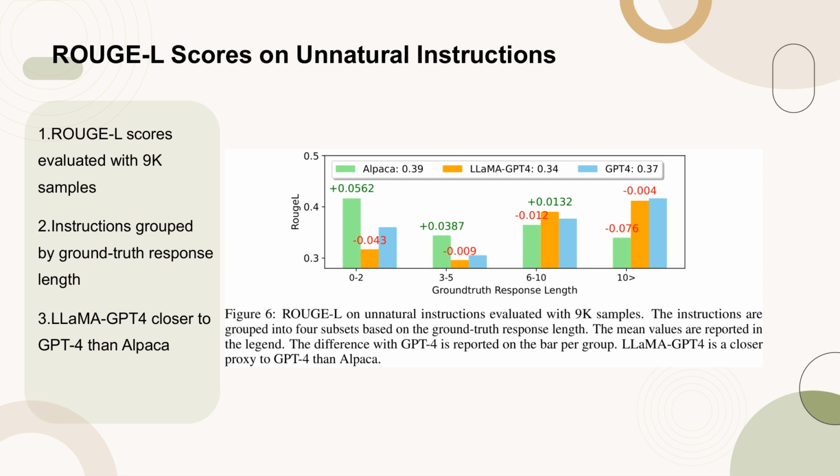Figure 6 presents the ROUGE-L scores for unnatural instructions evaluated across 9,000 samples. The instructions are categorized into four subsets based on the length of the ground truth response. The mean ROUGE-L values are indicated in the legend, and the difference in performance compared to GPT-4 is shown on each bar for each group. Notably, LLaMA GPT-4 demonstrates a closer alignment to GPT-4's performance compared to Alpaca, particularly in scenarios where the ground truth response length is longer, suggesting better instruction following in more creative contexts.